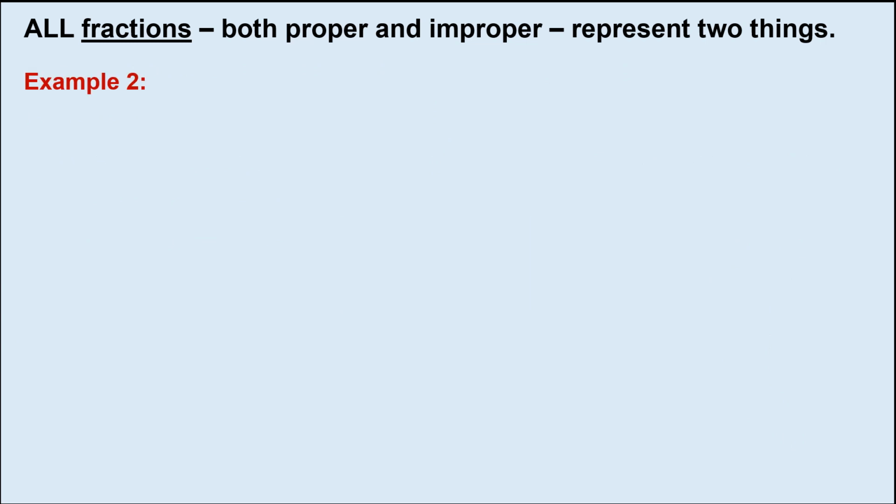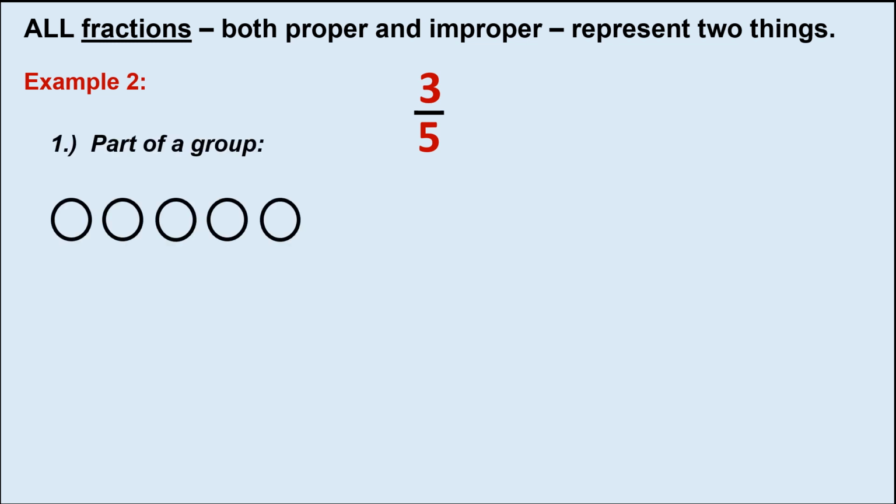Example 2. Let's do another proper fraction. This time, let's use 3/5 as our example. First, part of a group meaning. The denominator tells us there are 5 total objects. The numerator indicates there are 3 objects that we're interested in.